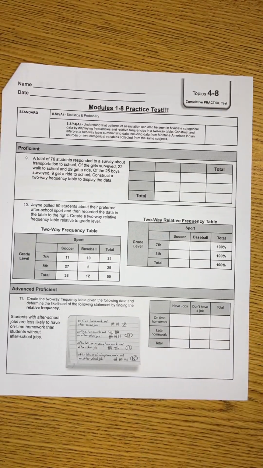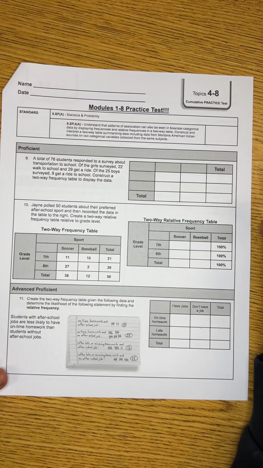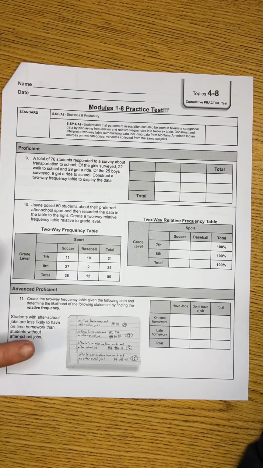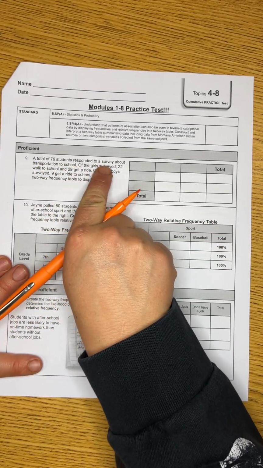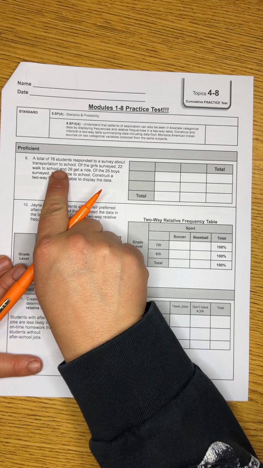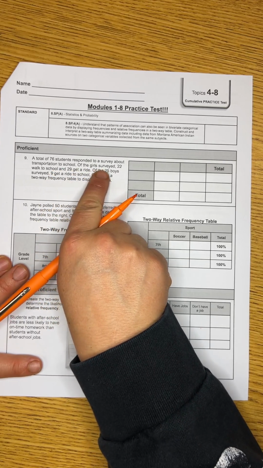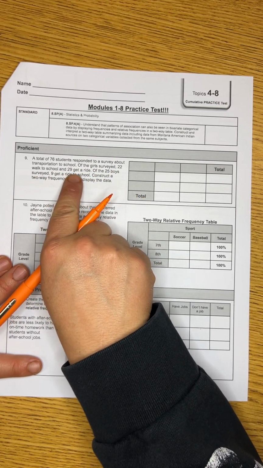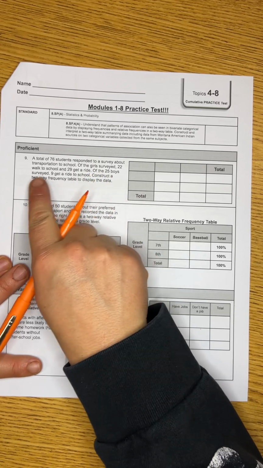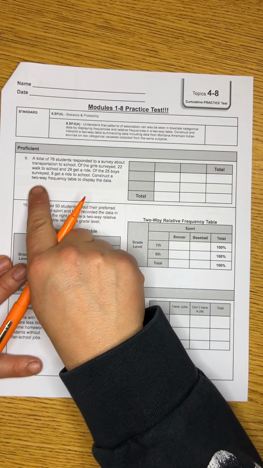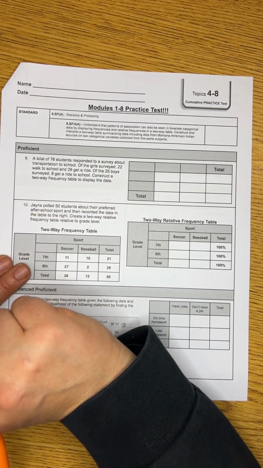Next one. This is more of our statistics module, so this is more of module 4. We're looking at two-way tables. So if you're going back in your book and you're looking at this stuff, I believe this is lessons 4.4 and 4.5. So for this, a total of 76 students responded to a survey about transportation to school. Of the girls surveyed, 22 walk to school and 29 get a ride. Of the 25 boys surveyed, 9 get a ride to school. Construct a two-way frequency table to display the data.